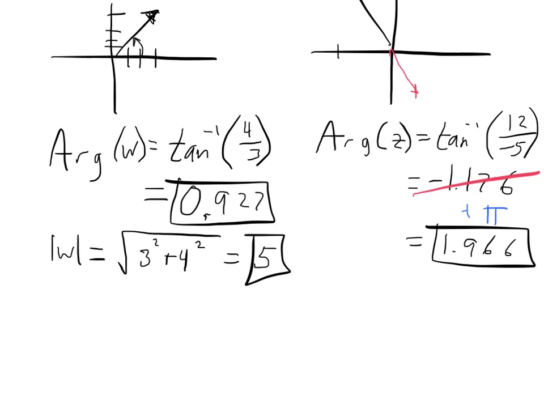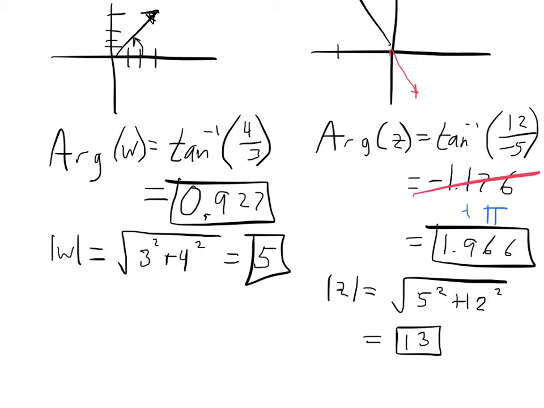The modulus of this one, again, not a big deal. If you want to know what the modulus of Z is, we just do the square root of 5 squared plus 12 squared. I suppose it's negative 5 squared, but it's not going to make a difference. Long story short, this is another Pythagorean triple, so this is going to end up being 13.